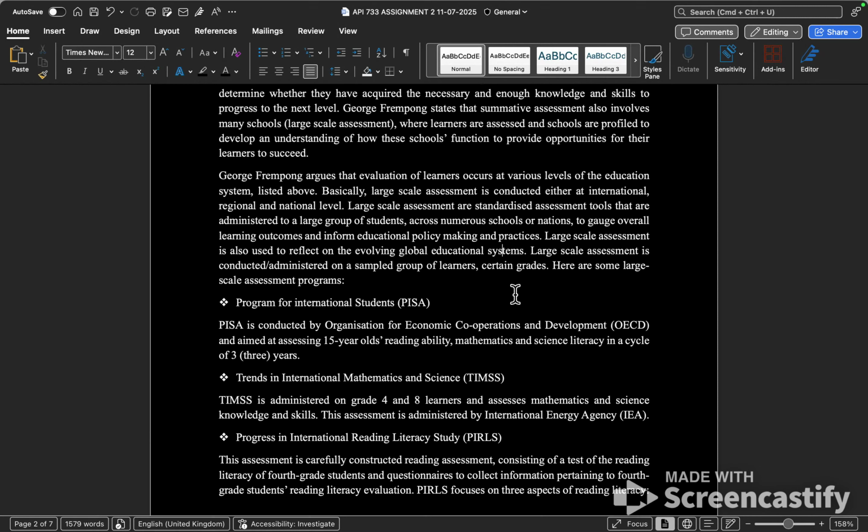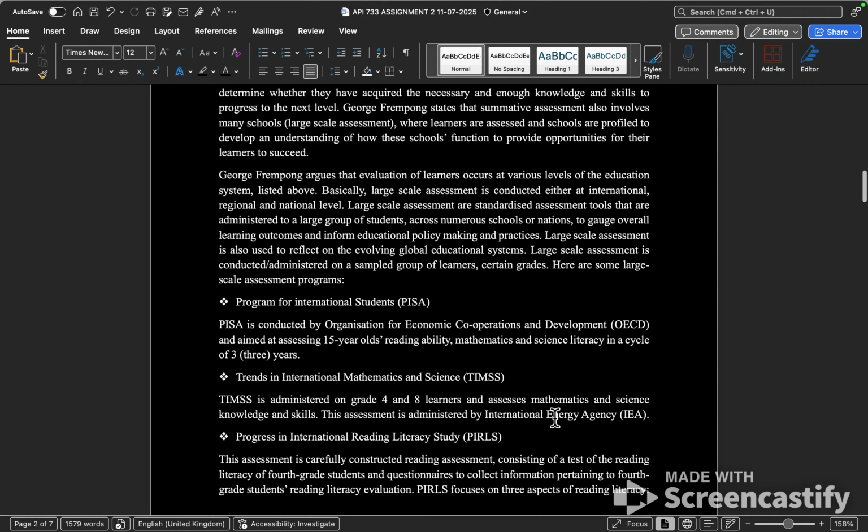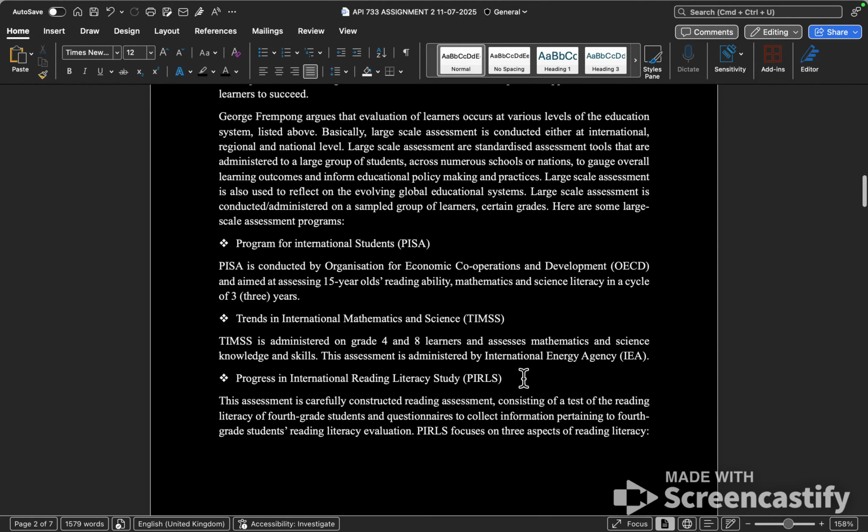This assessment is administered on grade 4 and grade 8 learners, and it seeks to assess mathematics and science knowledge and skills. This assessment is administered by an organization known as IEA. In full, it is International Energy Agency. And then the third one that I'm going to be talking about is PEARLS, that is Progress in International Reading Literacy Study.